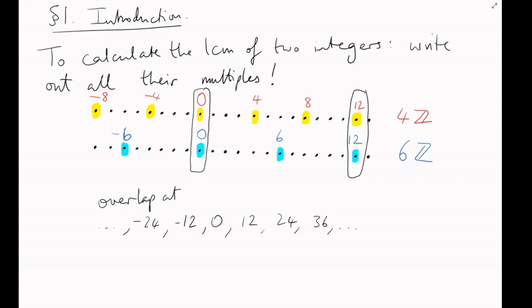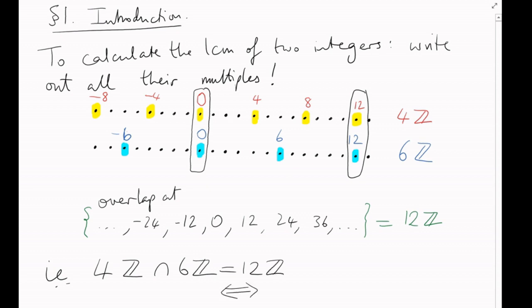In other words, 4Z intersect 6Z equals 12Z. This is the same thing as saying the least common multiple of 4 and 6 is 12. Also notice the fact that 12Z is contained in 4Z, that is, all multiples of 12 are also multiples of 4, says that 4 divides 12. Sets like this, 4Z, are a surprisingly powerful tool. Kummer called them ideal numbers, and nowadays they're called ideals.